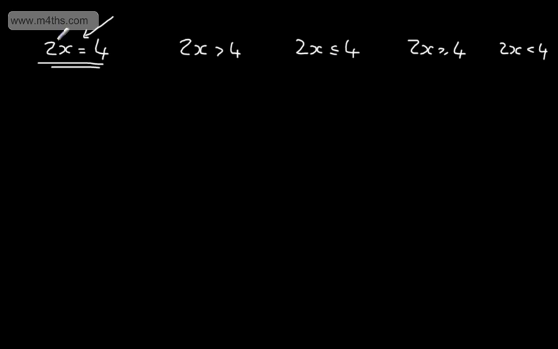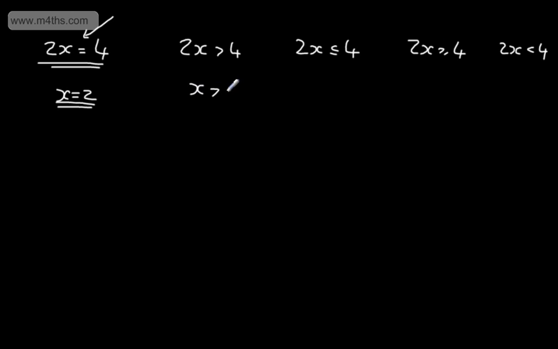So what would we do to solve this equation? The answer is divide both sides of the equation by 2, and that would give us that x is equal to 2. We would use exactly the same technique here. As we look at later examples, if we're multiplying or dividing an inequality by a negative number, the sign will change. But for now, if I wanted to solve any of these, I would divide both sides of the inequality by 2.